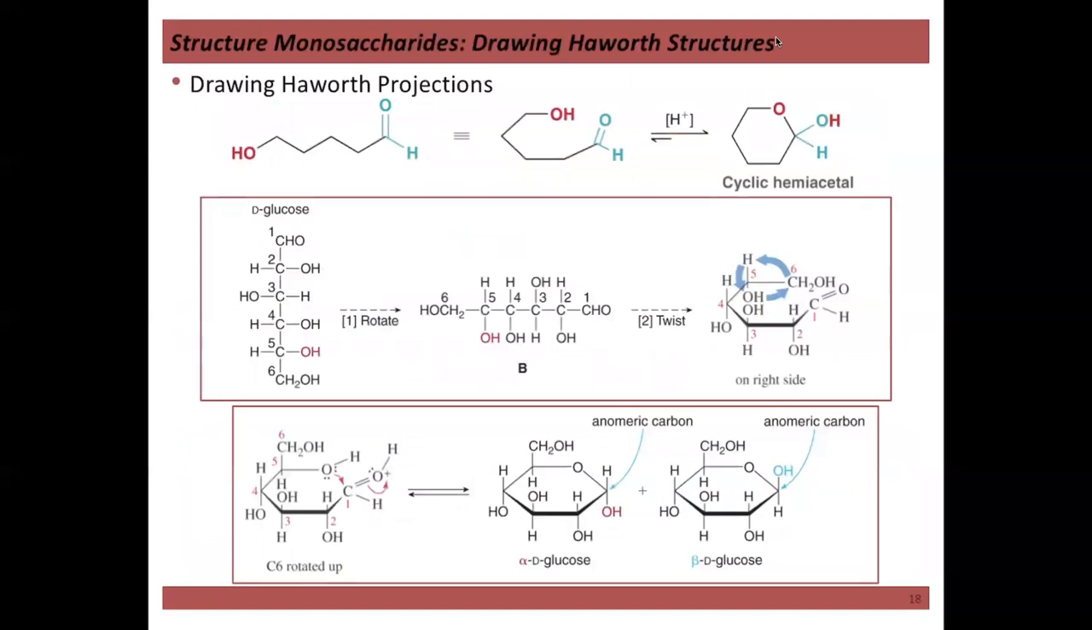So the question is, well, how do we draw Haworth projections? That is the name of these cyclic forms. What you do is take the structure of the sugar in the Fischer projection and just lay it down. What I say is you take a little lumberjack with this little axe, and you chop down the sugar and it falls to the right. Now, when it falls down, you notice that the highest oxidized group is to the right, and that's important.